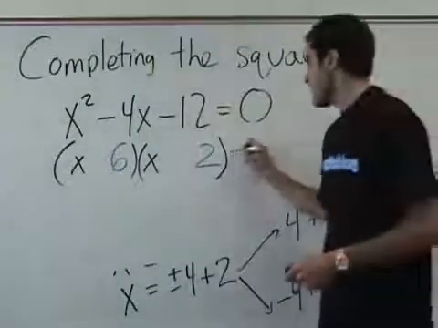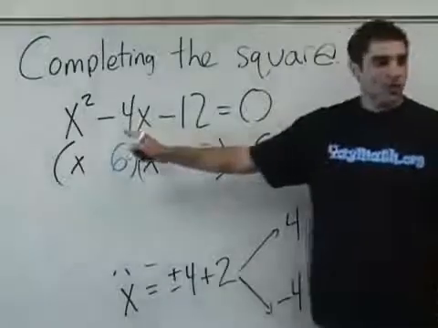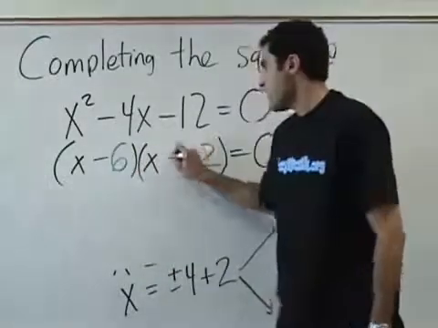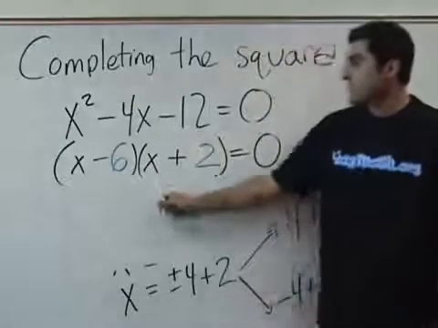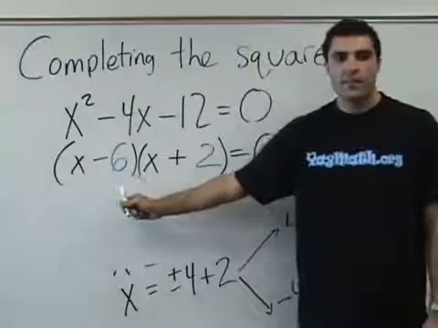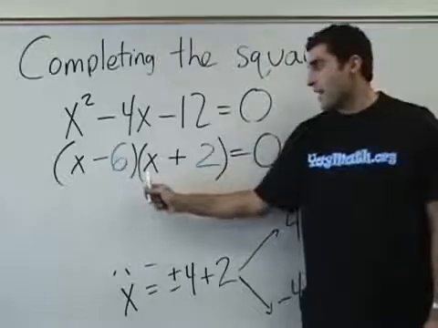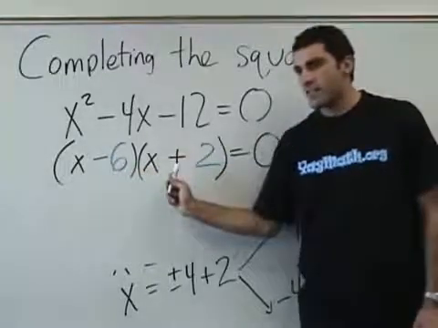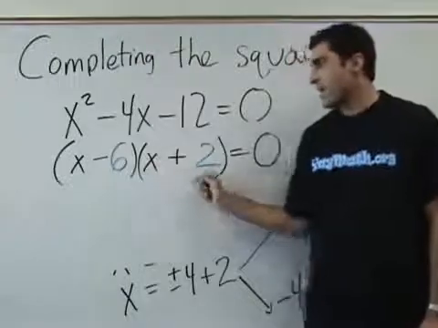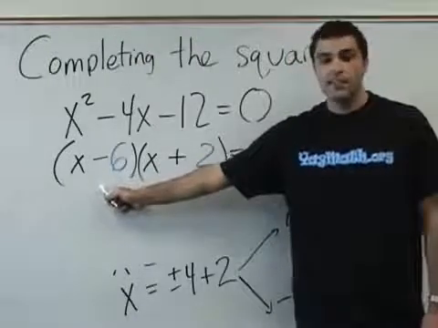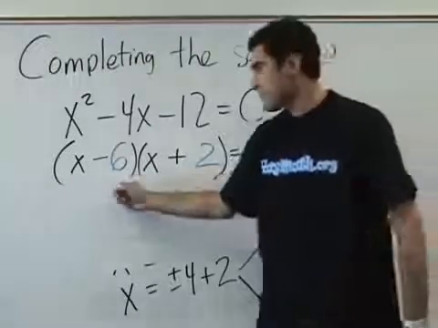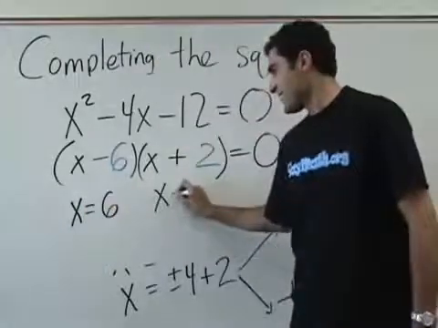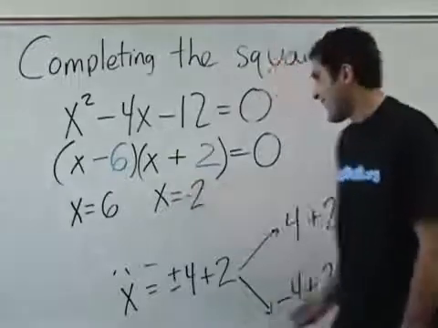Why is it negative 6? Because it's negative 4, so this becomes negative 6 plus 2. Foil this quickly in your mind: x squared, plus 2x, minus 6x, and then minus 12. So x equals what and what here? X equals 6 and x equals negative 2. That's so much easier. Here you go.